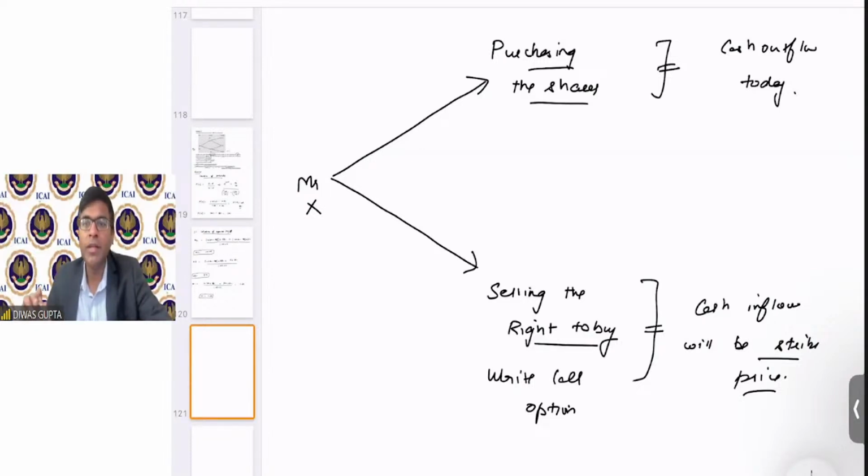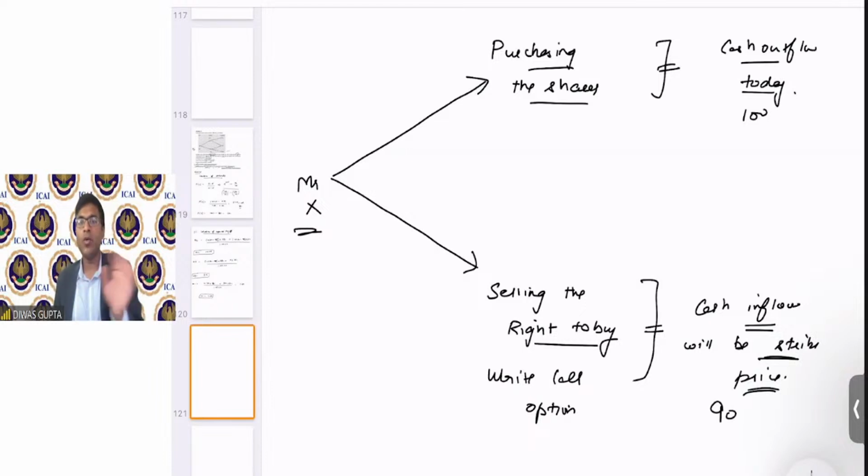Now assume that you are Mr. X. You have done these 2 steps. You have purchased the shares and you have written a call option. And you are still deciding what should I put as a premium. So what you will do, you will say that, okay, I have done a cash outflow today of 100 rupees. I am expected to get a strike price of, let's say, 90 rupees as my cash inflow.